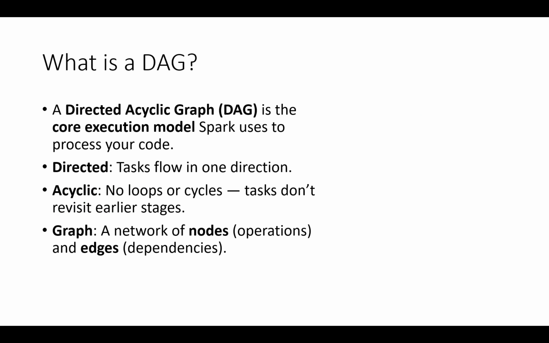What is a DAG? DAG is nothing but a directed acyclic graph, which Spark is using to execute our code to create the plans. Now, what do these terms mean? Directed, acyclic, and graph.